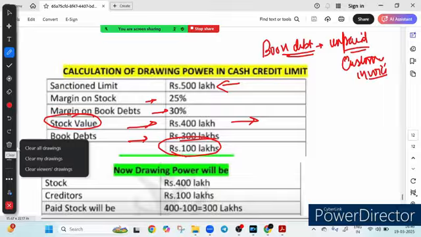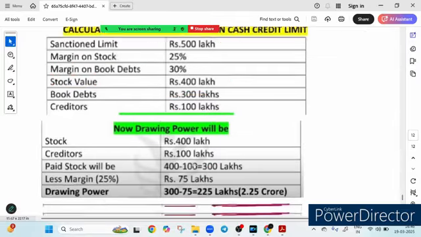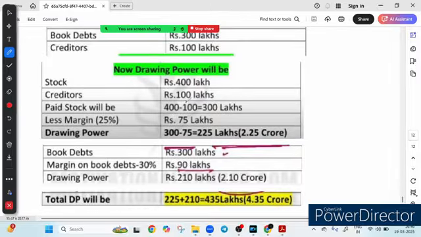So it is clear. Let's see the next step. Total stock is how much? Total stock is 400 lakh. Creditor is how much? 100 lakh, right? Creditor means the amount which is still to be paid. So what is the paid stock? How much is the paid stock? It is nothing but the 300 lakh.